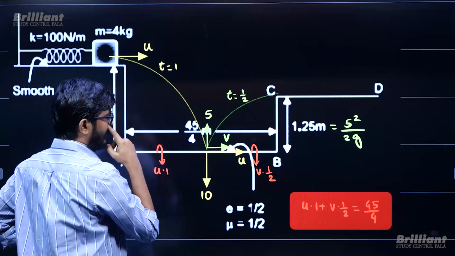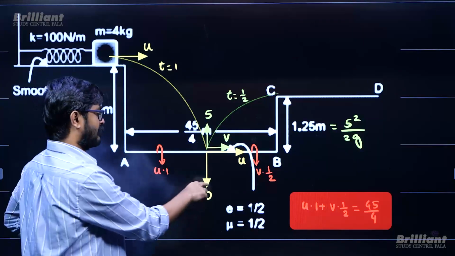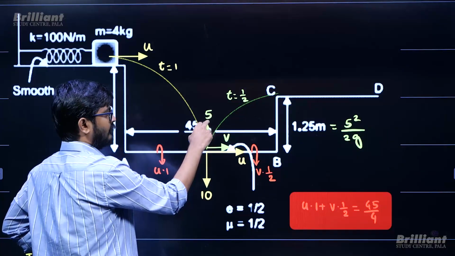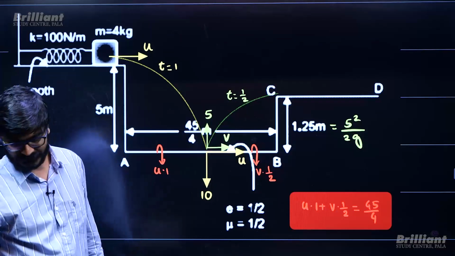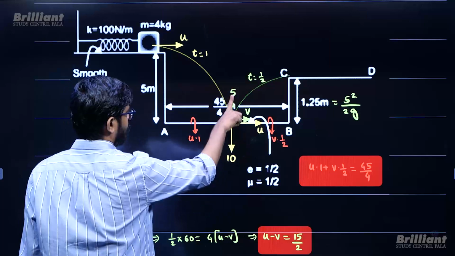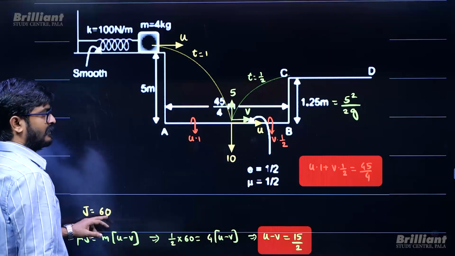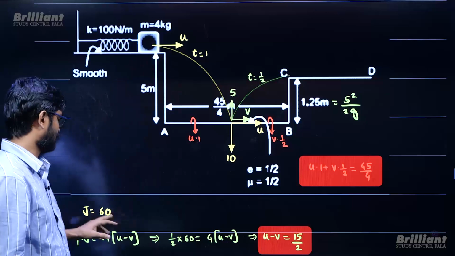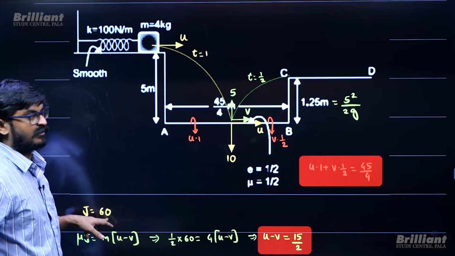Now after hitting here, e value is half. So velocity of separation is going to be half of velocity of approach, which is 5. So why is this happening? Because of the normal. What is the impulse because of the normal? Impulse because of the normal is change in momentum along this direction, which will be 60. Change in velocity is 15, mass is 4. So impulse due to normal is going to be this much.